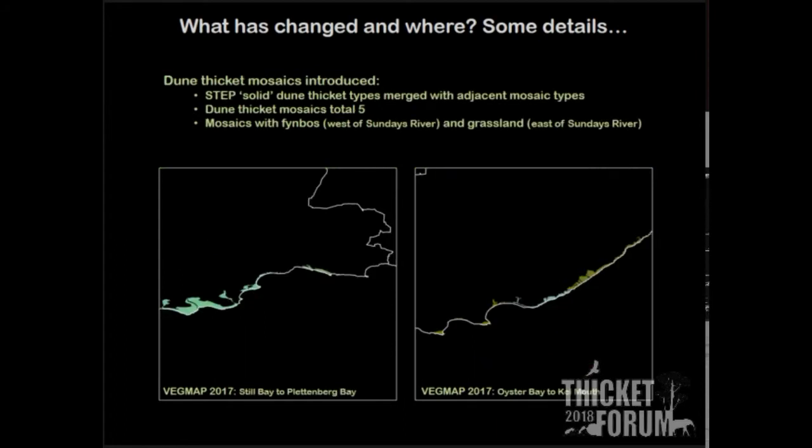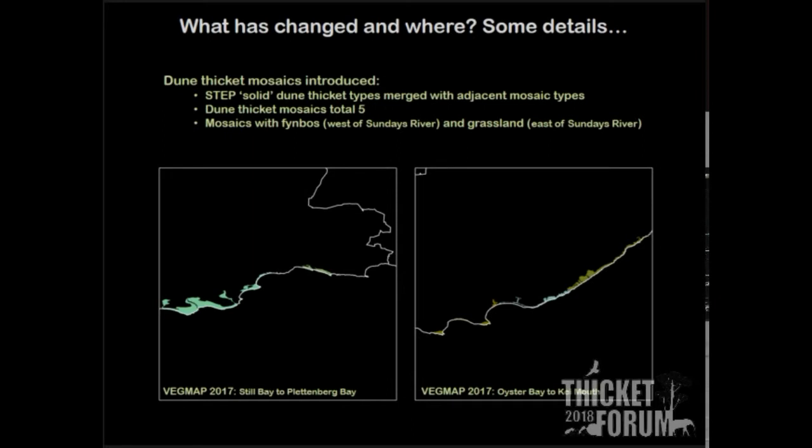Another new concept that we've introduced is the dune thicket mosaics. So previously there weren't any dune thicket mosaics or dune thickets recognized in the VegMap. Some of these areas were previously classified as azonal Strandveld units, and in some areas they were even put in with the fynbos biome. So we've expanded the thicket biome concept to now include some of these areas. So they stretch pretty much from around the Still Bay area, west towards the Kei mouth. And obviously they are associated with the dunes.